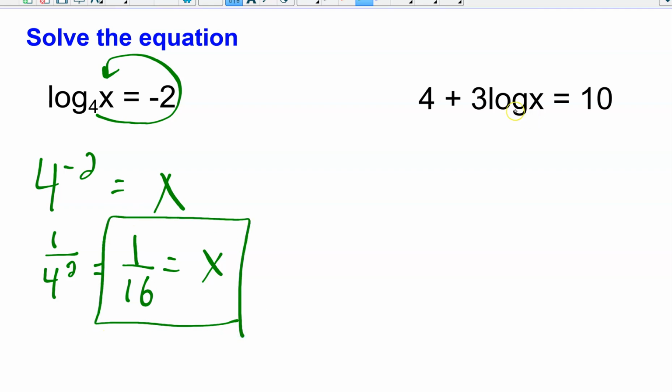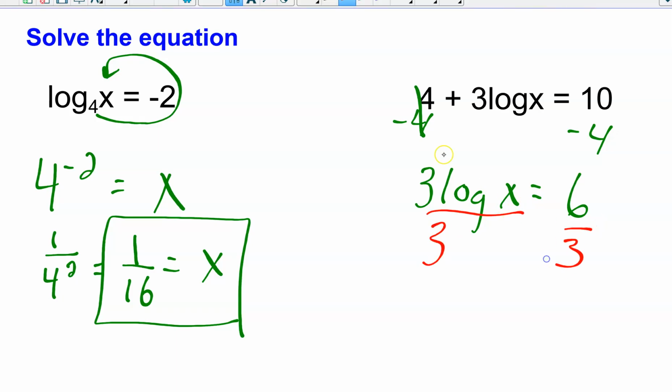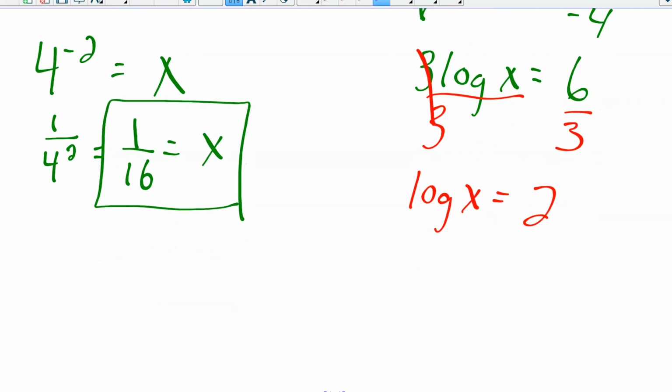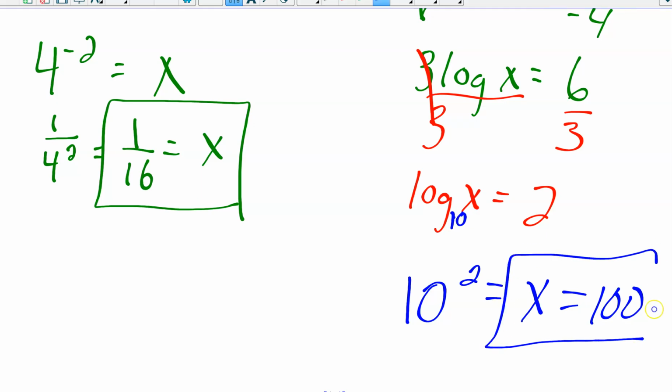Here's another one. So I need to get the log x by itself, so I'm going to subtract 4. So I end up with 3 log x equals 6. And then divide by 3. So I end up with the log x equals 2. And the only way to separate the x from the log is to go exponential. And you know that the base of that is 10. So I have 10 squared equals x. 10 squared is 100.